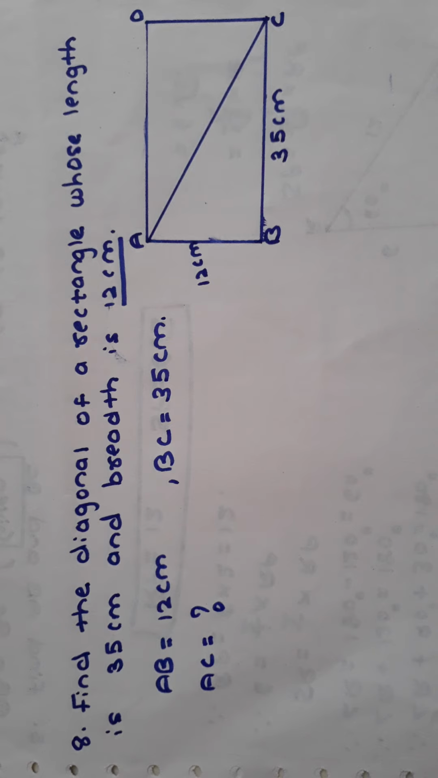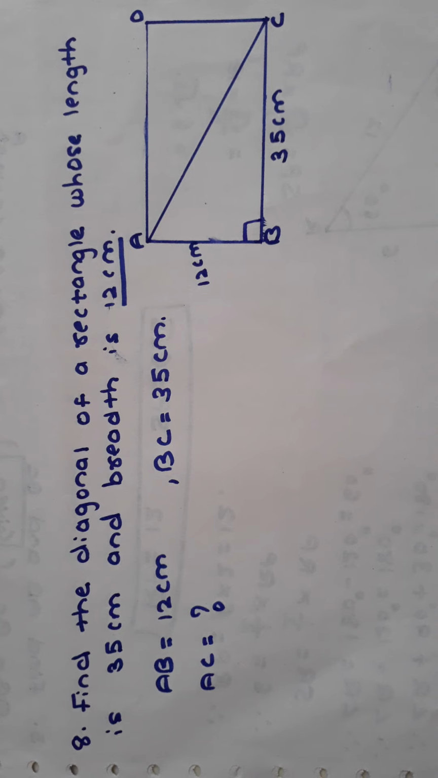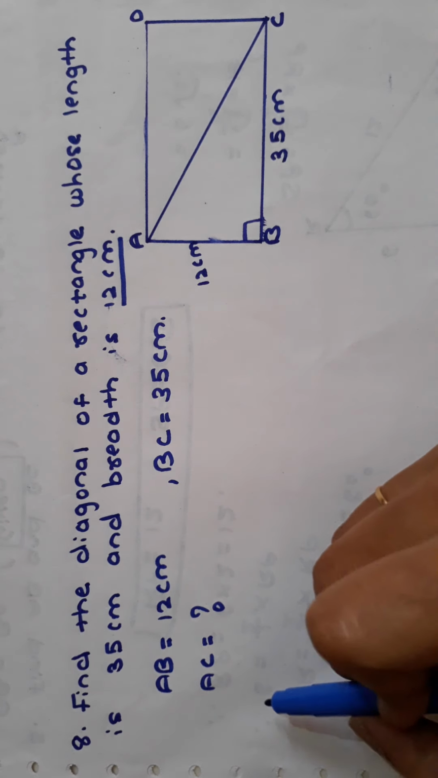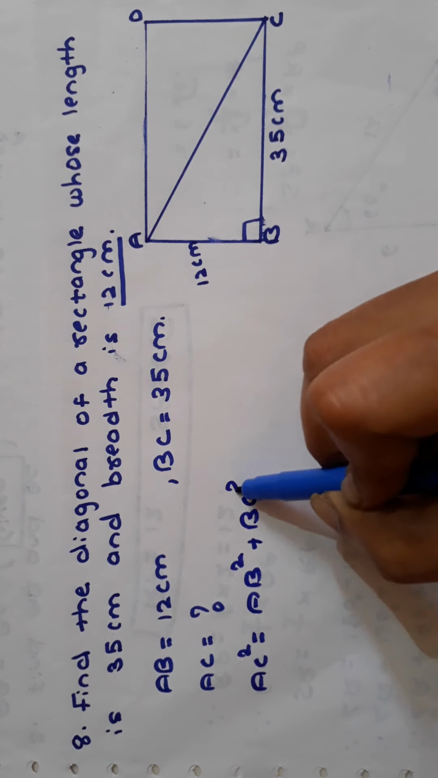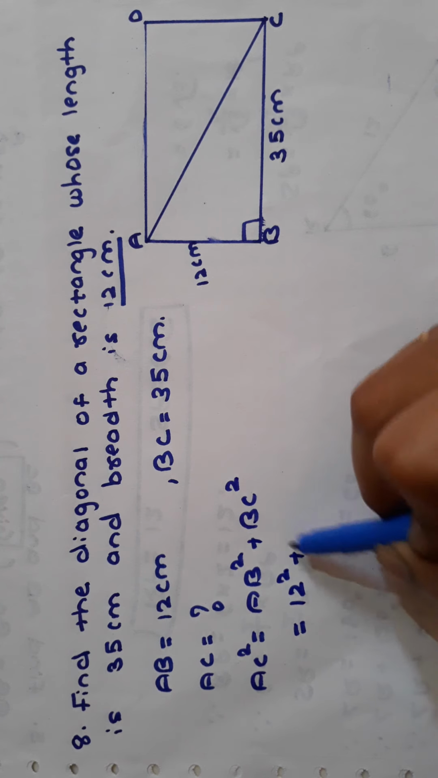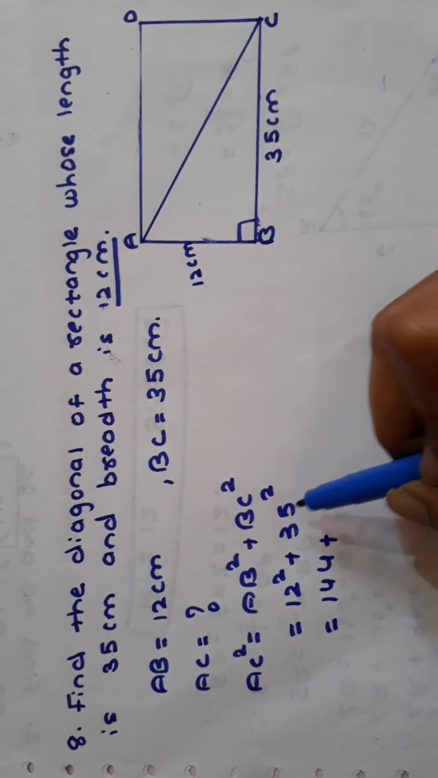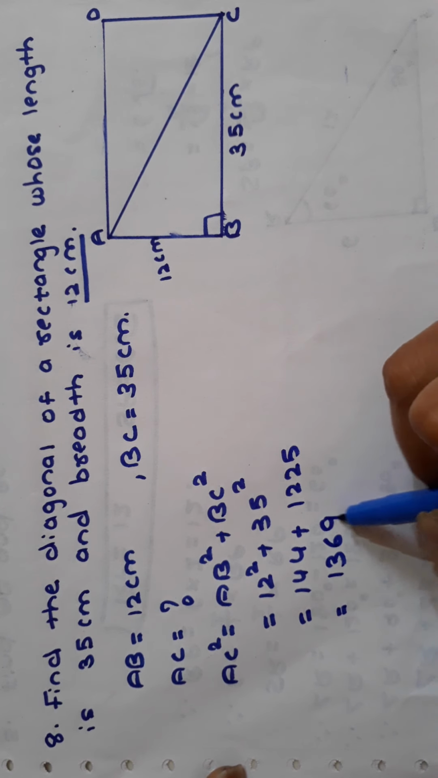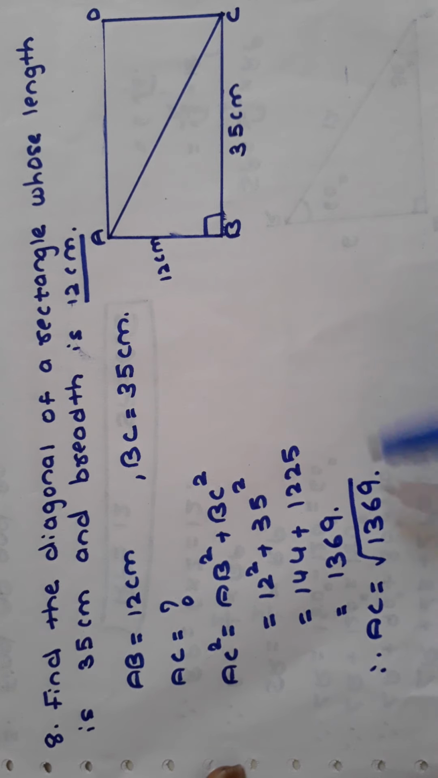We have to find AC, the length of AC. Now angle B is 90 degrees because each angle of a rectangle is 90 degrees. So that means triangle ABC is a right angle triangle, and therefore by Pythagoras theorem AC square is AB square plus BC square. Substitute the values: 12 square plus 35 square, 144 plus square of 35 is 1225, and the answer is 1369. So therefore AC is under root of 1369.